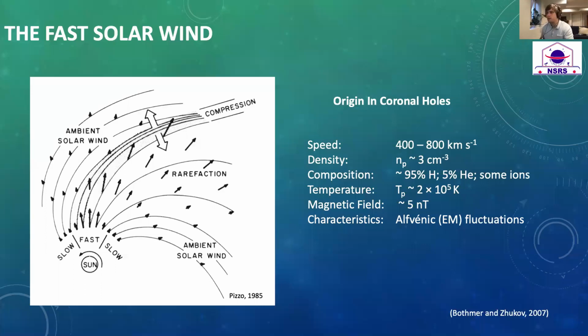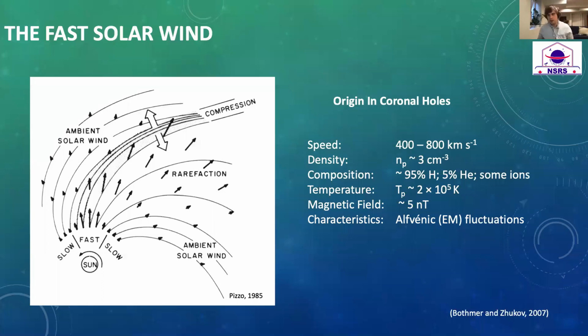So the fast solar wind is a specific type of solar wind that has speeds from about 400 to 800 kilometers per second, densities of about 3 particles per centimeter cubed. So that's quite diffuse. There's not a whole lot of material there. The composition is mostly hydrogen and helium, of course, with some ions. Temperature 2 times 10 to the 5th Kelvin, and a reasonable magnetic field of about 5 nanotesla. And it has Alfvénic oscillations. So these are Alfvén waves. These are magnetic propagating waves that we can observe in the fast solar wind.